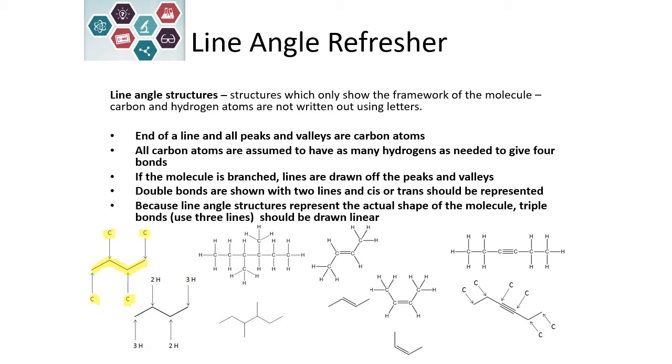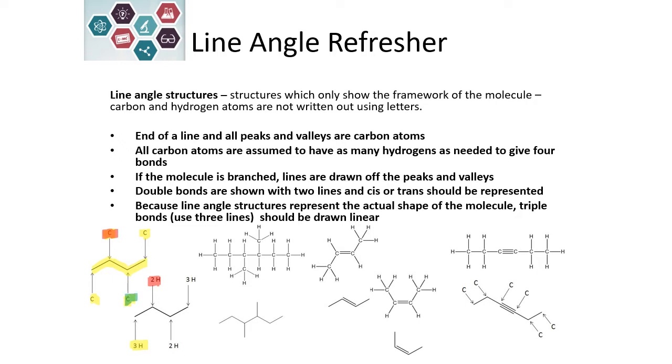Any bonds that are not drawn contain hydrogens. Because our first carbon only has 1 bond, and wants to make 4, that means that there are 3 hydrogens attached to that first carbon. Our second carbon, carbon number 2, has 2 bonds drawn to it, which means that it still needs 2, and so it is going to have 2 hydrogens attached to it.